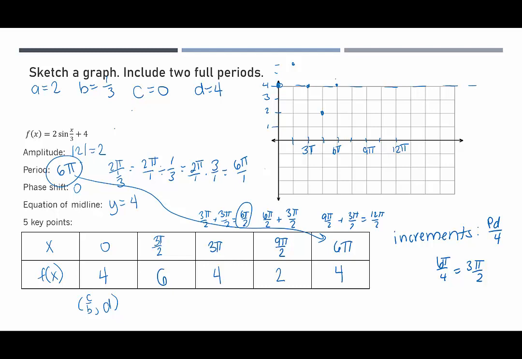So it starts there. Then here we're going to go back up to 6. At 9 pi, we're going to go back down to 4, all the way down here at 15 pi over 2, and then back up to 21 pi over 2, excuse me, and then back to 4 for 12 pi. Nice smooth curve. So we're going to go like this for our sine graph. And there's 2 full periods of the sine graph.